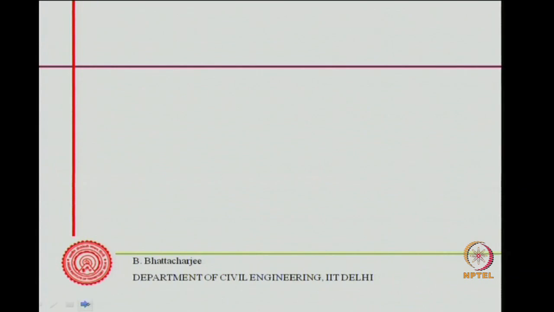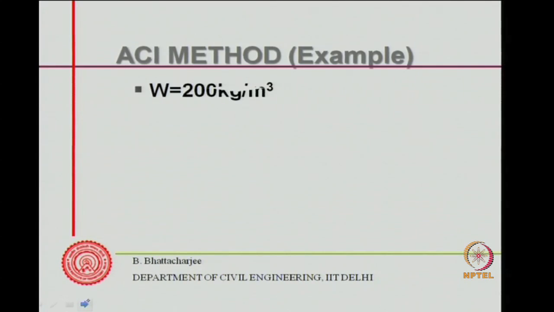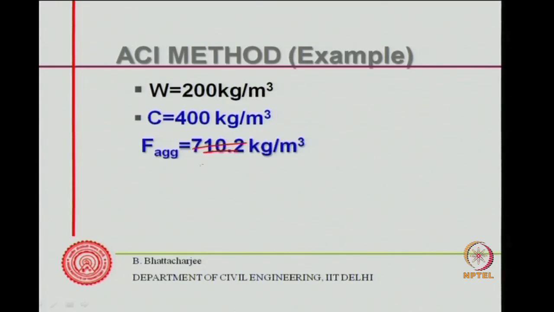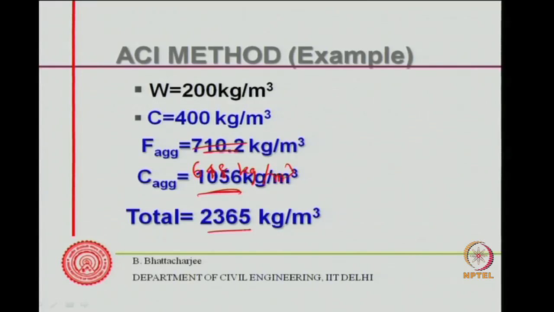So, if I put it together from the ACI method, I will get water 200 kg, cement 400 kg, fine aggregate 648 kg per meter cube, and coarse aggregate 1056 kg. So, the total sum, of course, there will be some change in this, it will be less by 2% because of some amount of air, about 60 kg. So, this will be around 2305 kg per meter cube. This is how we can obtain the proportion through the ACI method.